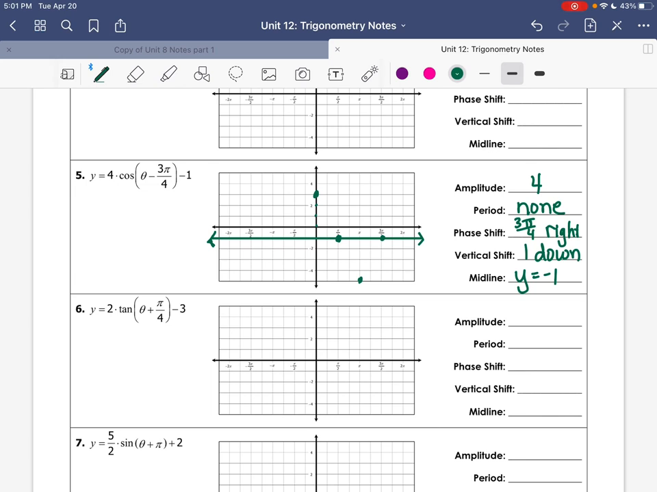The period didn't change. I wrote none, but it's 2 pi. So the period is still 2 pi, so we're not going to spread it out. We're not going to have to do anything crazy with it. But what we are going to have to do is start it 3/4 to the right. Each one of these is 1. So 1, 2, 3/4 to the right means this is where I need to start.